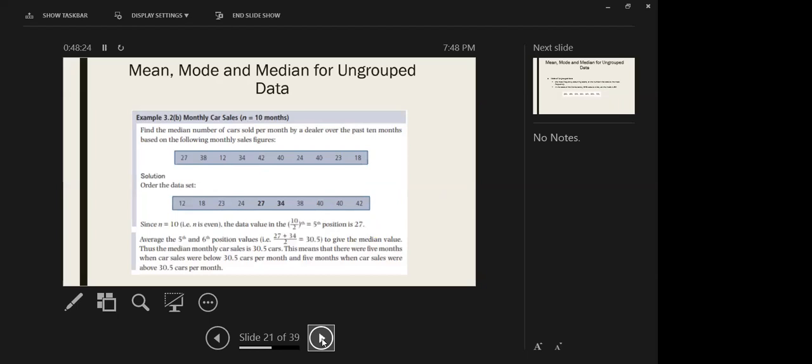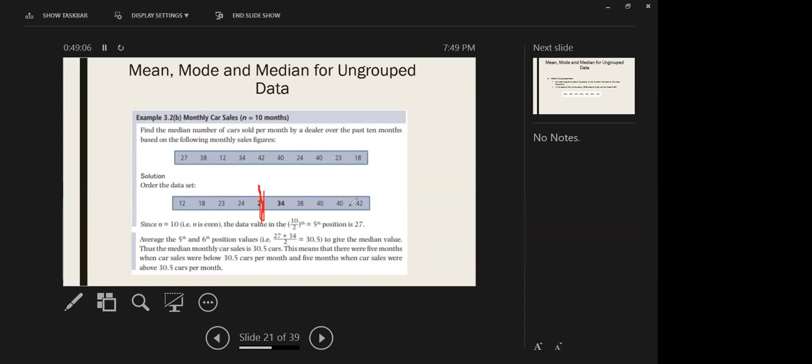Now, when the data set values are even, you do the same thing again, right? You rearrange your data. But then you have to find the n over 2 position, which is 5, right? So when you find your fifth value, you can't say this is your median, because you can see that 1, 2, 3, 4 on the left side, 1, 2, 3, 4, 5 on the right side. So this is not the median.